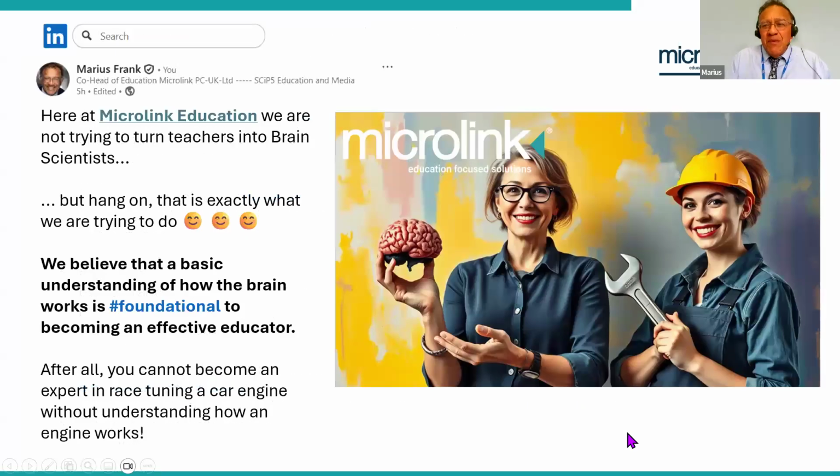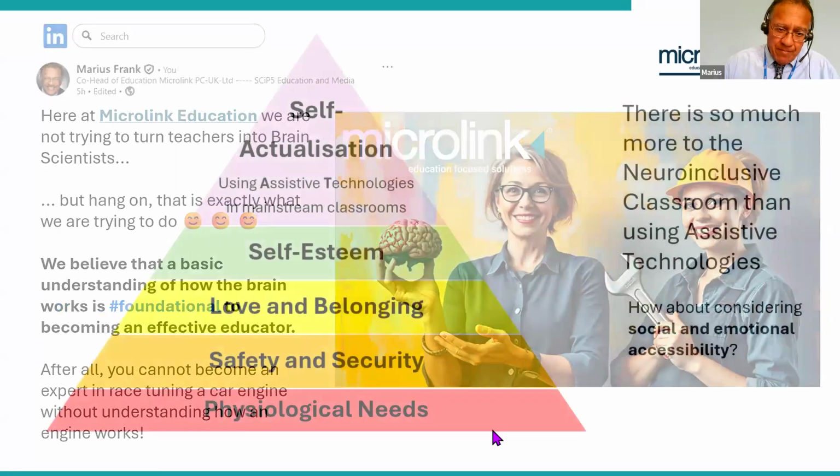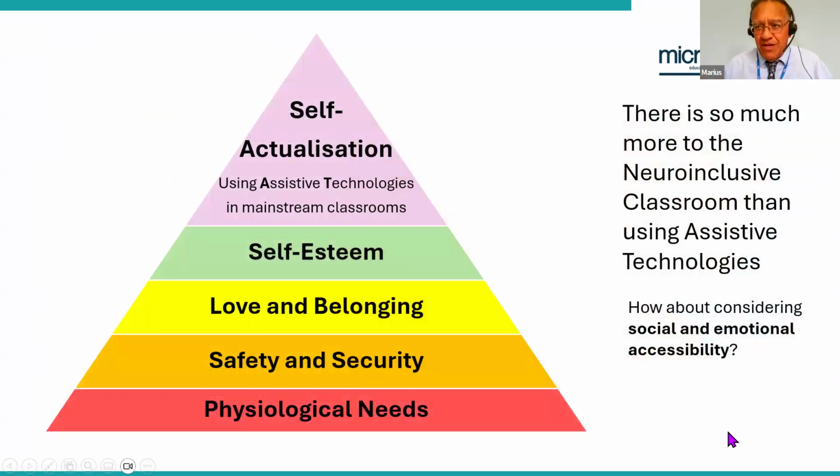Now, what do we mean by this? I put this out on social media a week ago, and it caused a few laughs. I said here, we're not trying to make teachers brain scientists, but actually, hang on, yes, we are. But this is absolutely fundamental to our belief. We believe that a basic understanding of how the brain works is foundational to becoming an effective educator. After all, you cannot become an expert in race tuning a car engine without understanding how the engine works. This is what we fundamentally believe. We want to go Maslow on this, right?